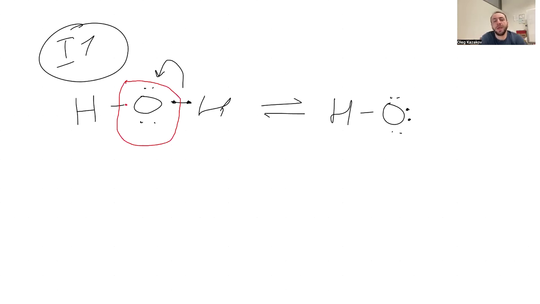So now what's going to happen is that this arrow shows that this entire pair of electrons will be moving, right? Another way to talk about that is that this electron on the right will join the oxygen atom, which will impart the negative charge on the oxygen, right?